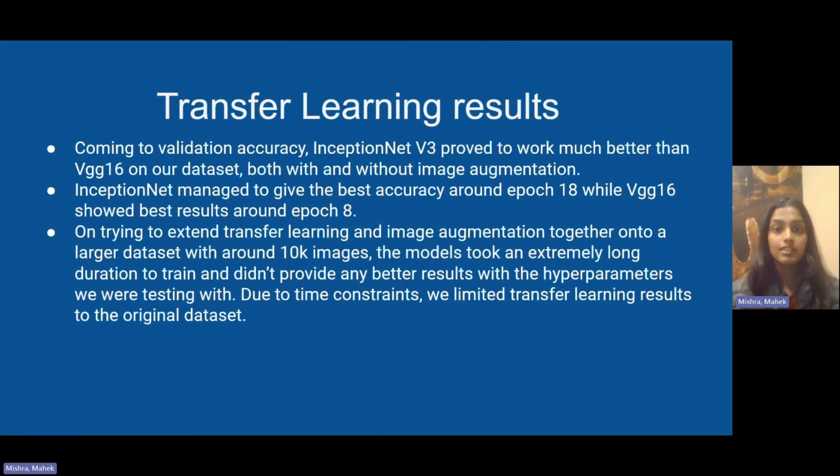Summarizing transfer learning results, InceptionNet v3 proved to work much better than VGG16, both with and without image augmentation, when you consider validation accuracy. We also tried to extend transfer learning and image augmentation to the larger dataset, but that made the models run very long and did not provide any better results, which is why we excluded it.